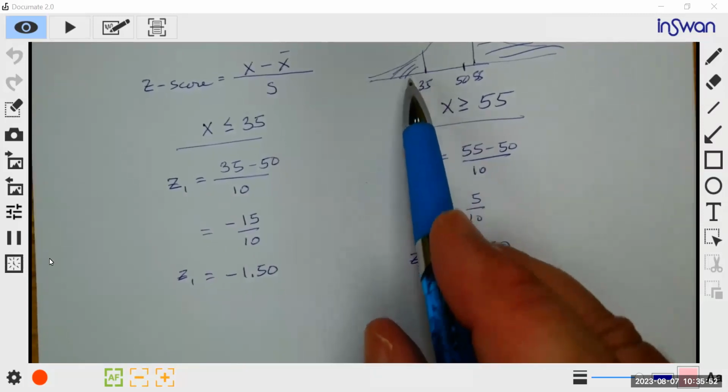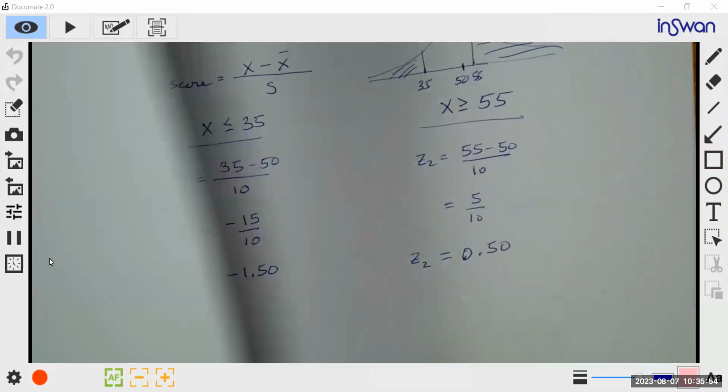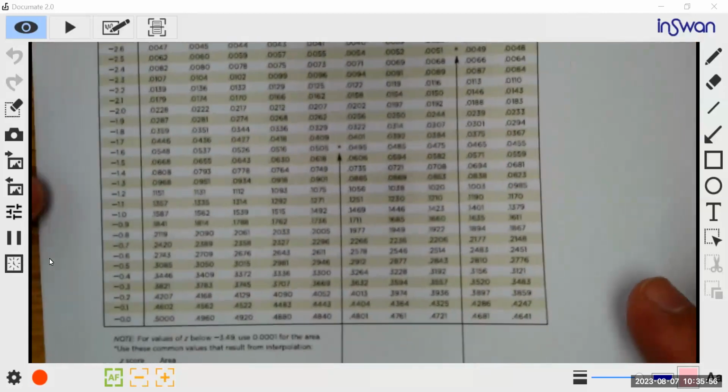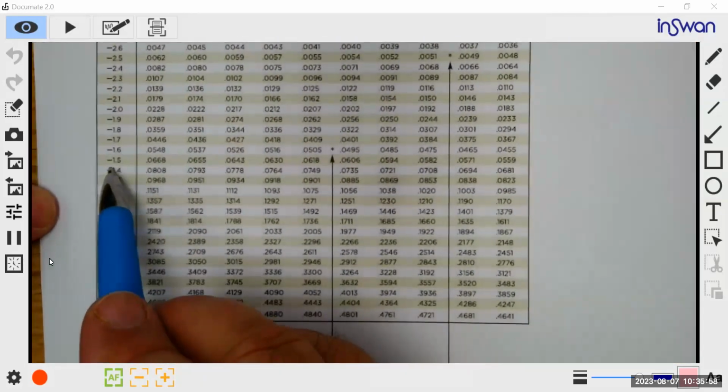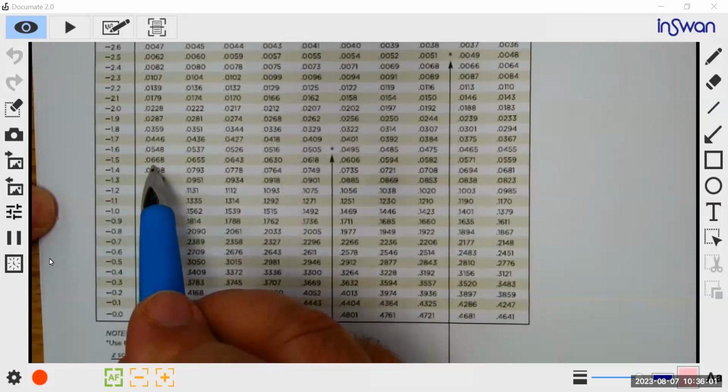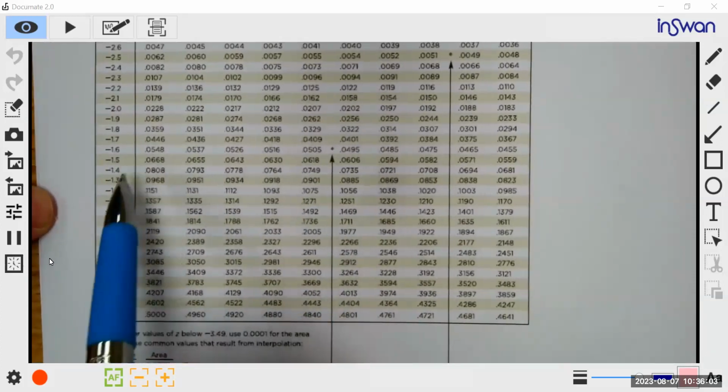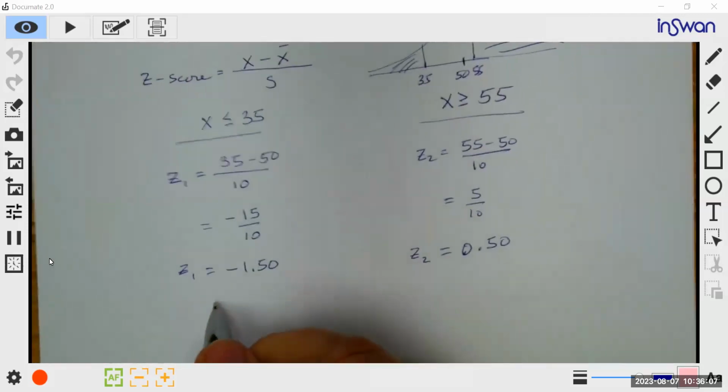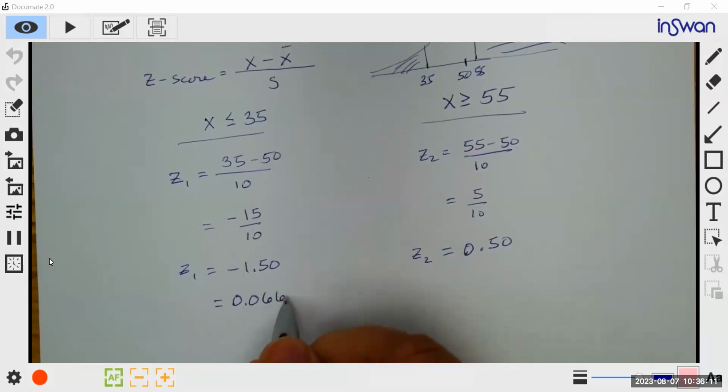This one is straightforward. So we look at negative 1.50. Negative 1.50 is 0.0668.